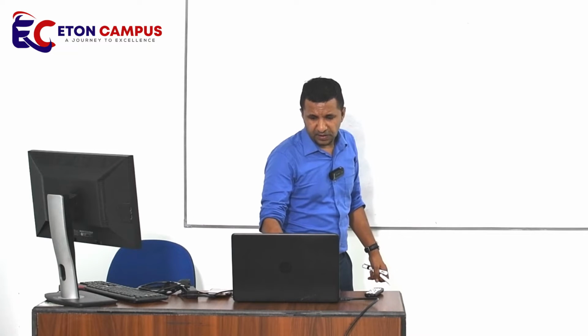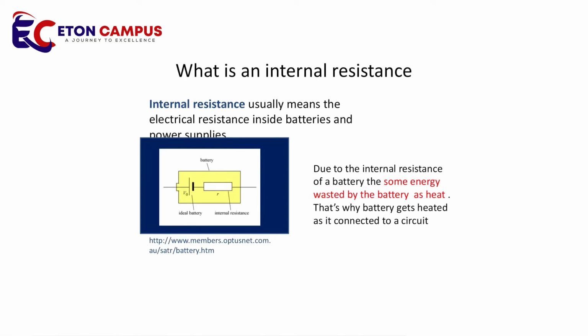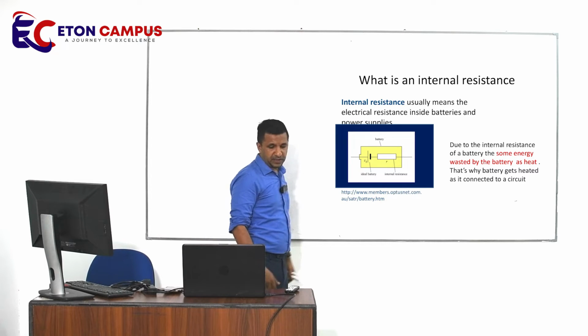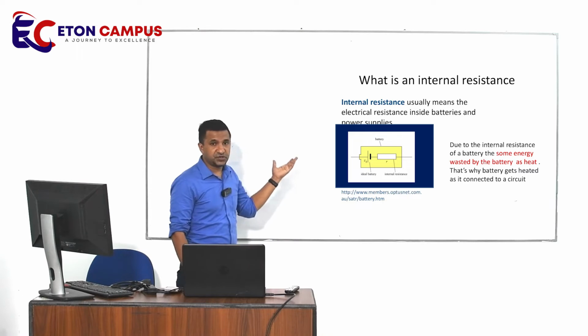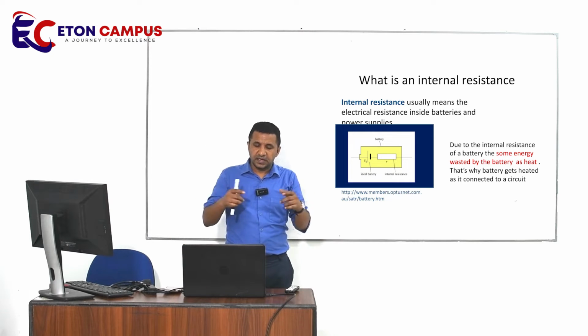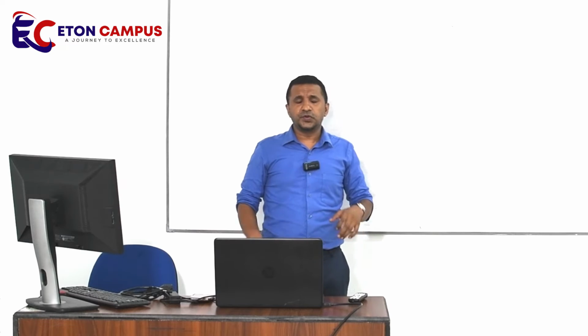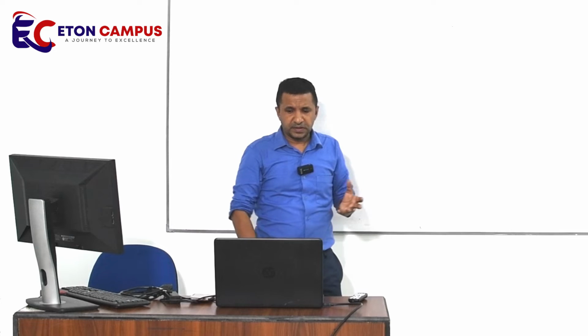Okay, let us see what an internal resistance is. The internal resistance usually means the electrical resistance inside the batteries and the power supply. You can see the image here: there is a battery, and inside the battery there is a resistance. Due to the internal resistance of the battery, some energy is wasted by the battery as heat.